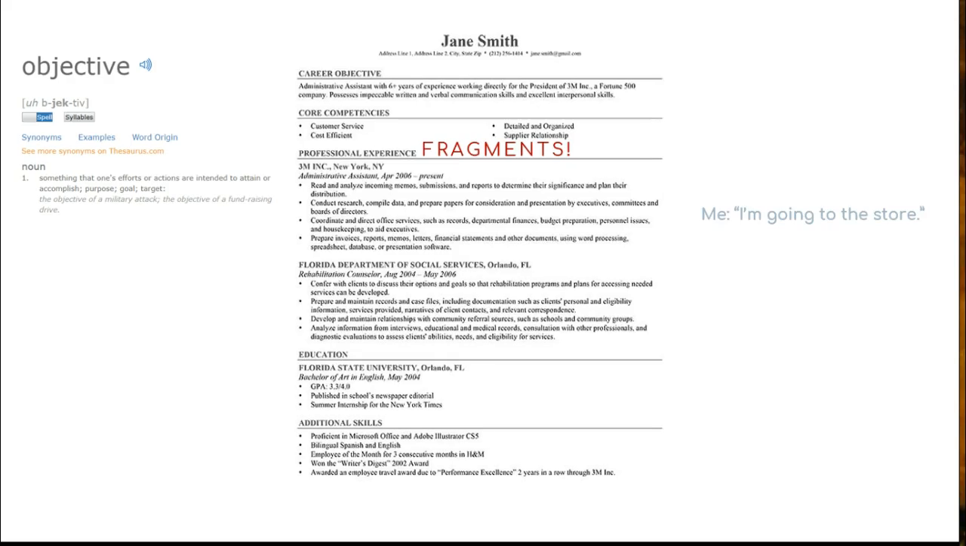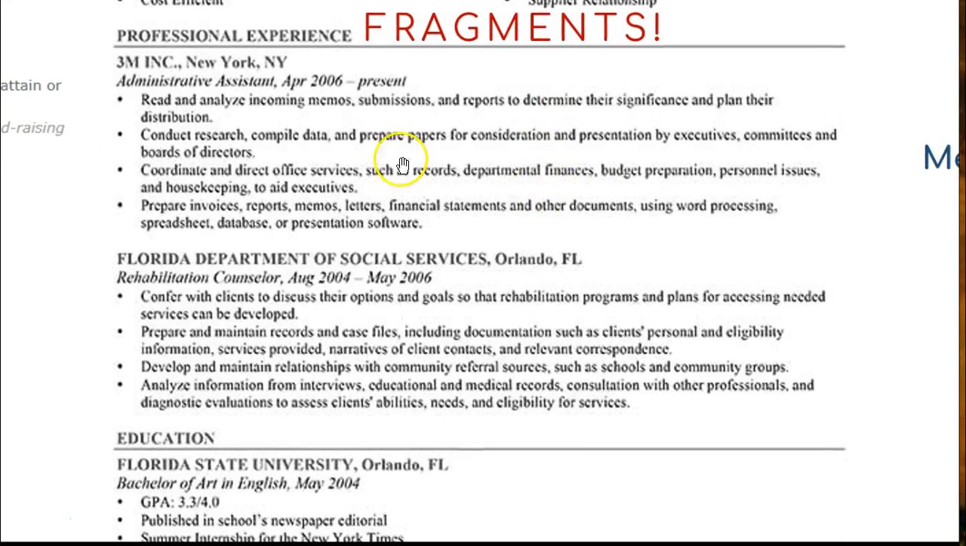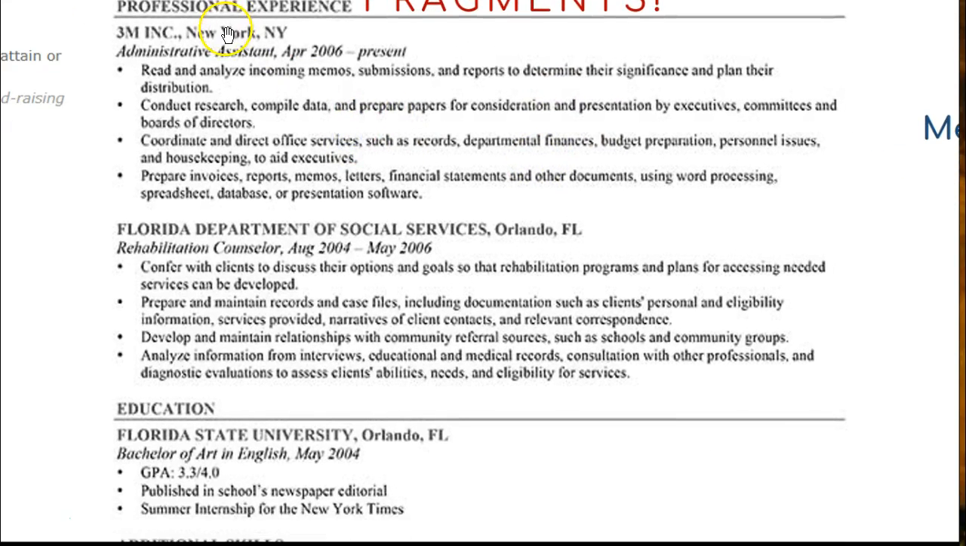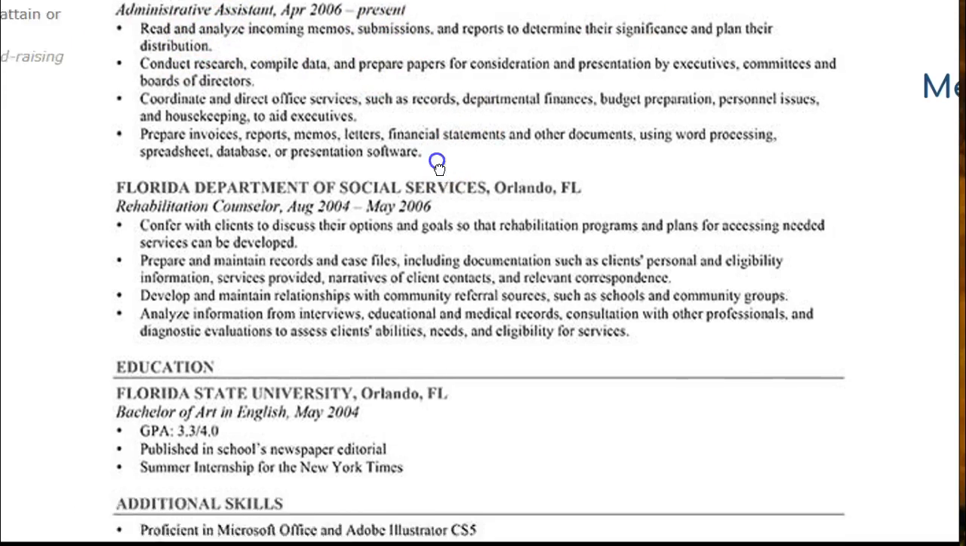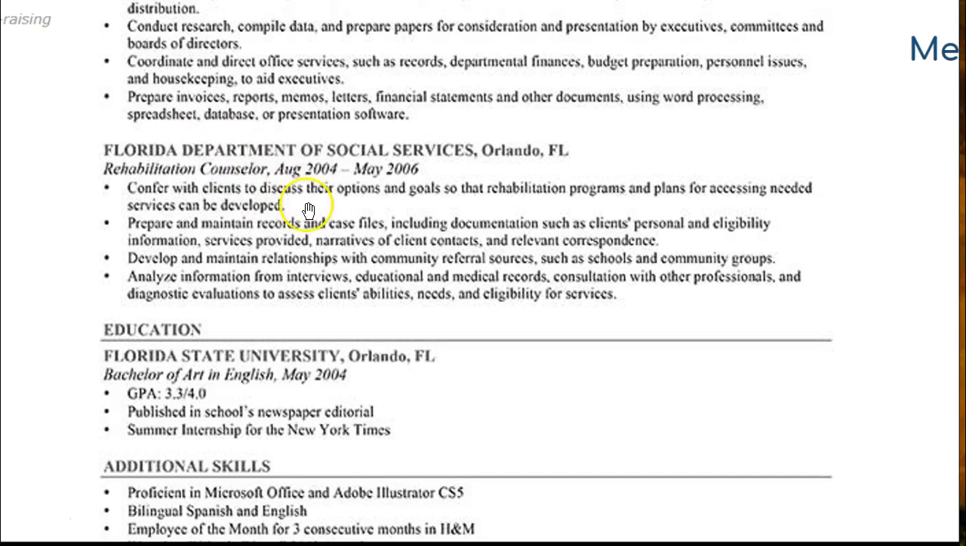Alright, next up, let's talk about present tense and past tense. So this position she's currently at, so there's no problem that this is written in present tense. However, there is a problem down here where the job has ended and everything is being talked about in present tense.